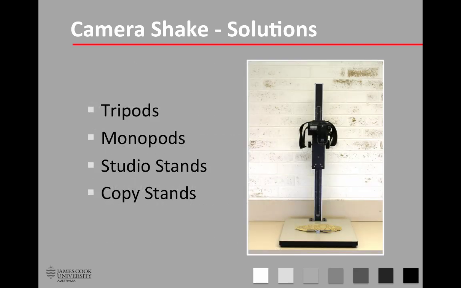Camera stands are critical equipment for serious photography, and they allow slower shutter speeds to be used without camera shake. There are a variety of types of camera stands available, including tripods, monopods, studio stands, and copy stands. Tripods are also available for loan with camera kits, and we strongly encourage students to use them.